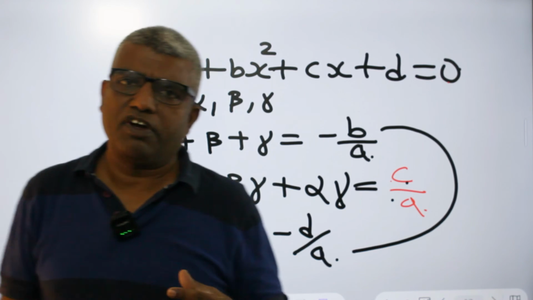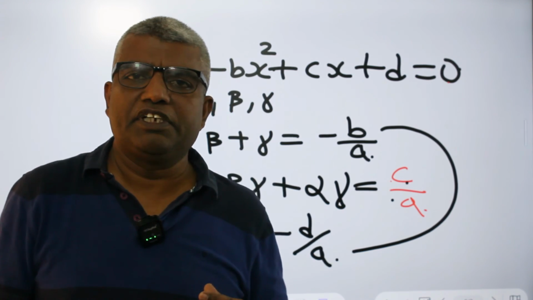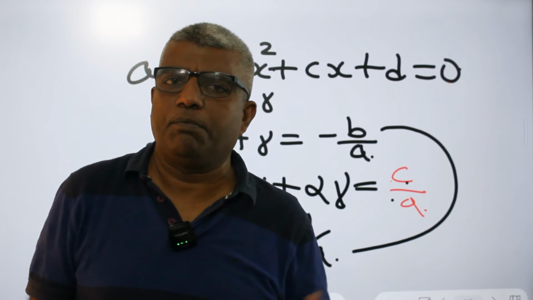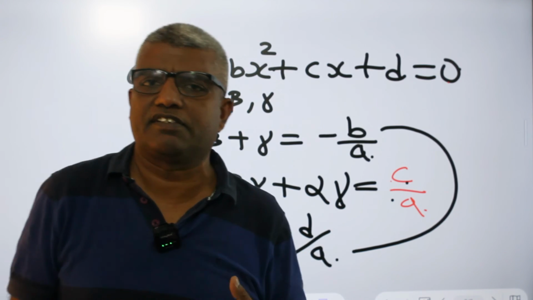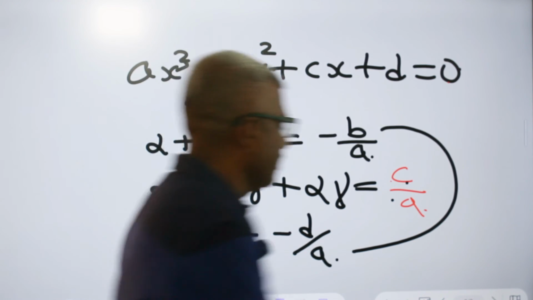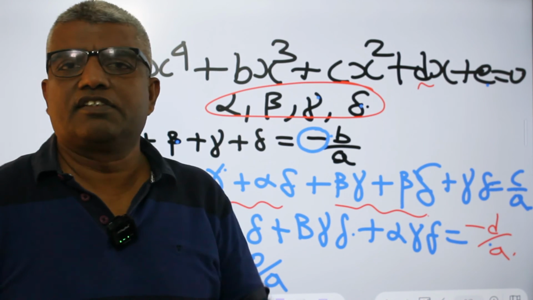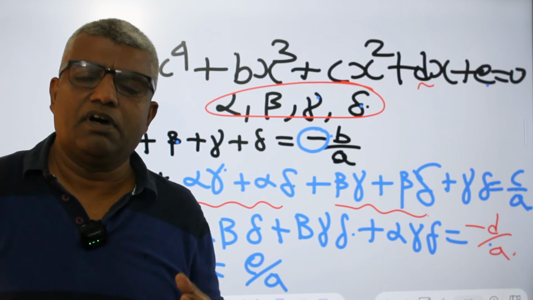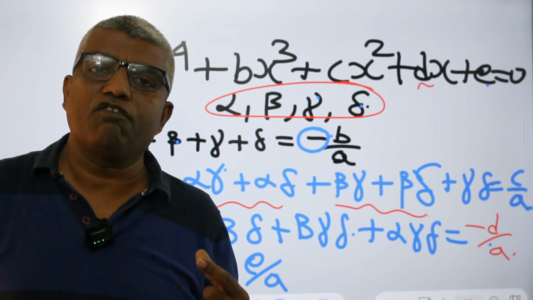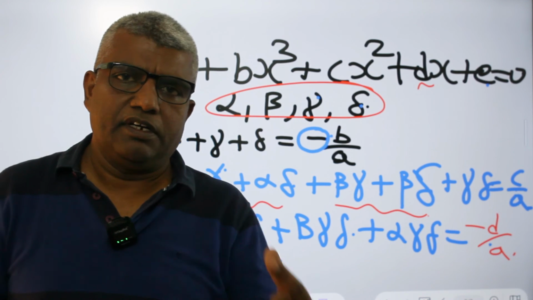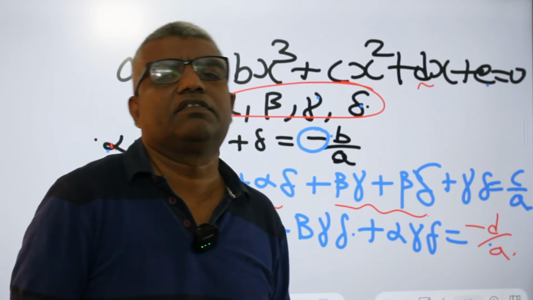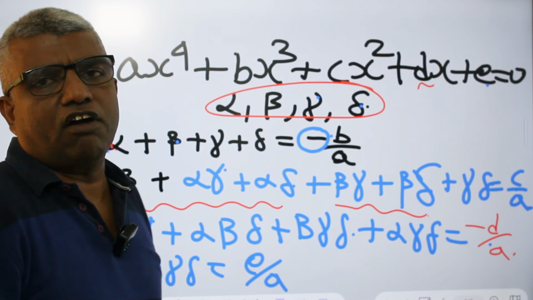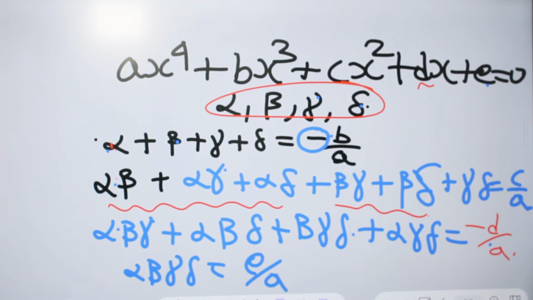Alpha beta, alpha gamma, alpha delta, beta gamma, beta delta plus alpha delta. This combination, this addition of 6 terms, is c by a. Then alpha beta gamma, alpha beta delta, then alpha gamma delta, then add beta gamma delta. What will come? Alternate sign, minus d by a. Then alpha beta gamma delta is e by a.